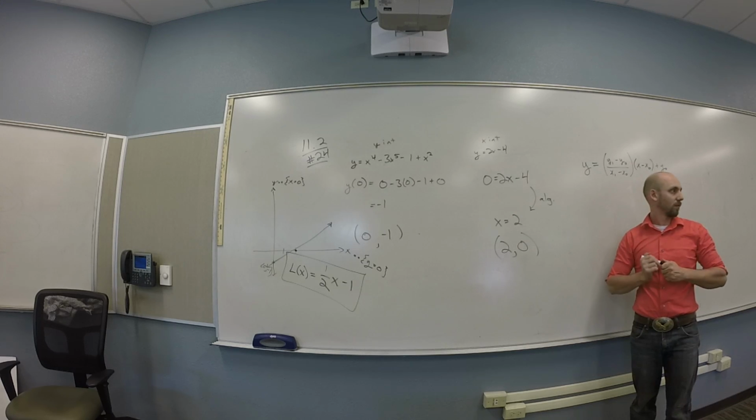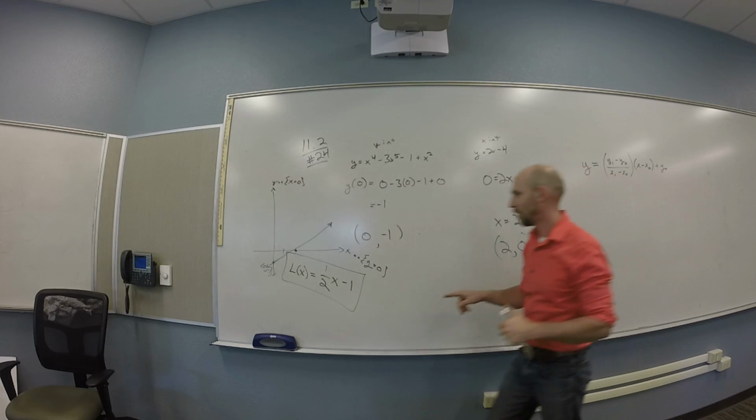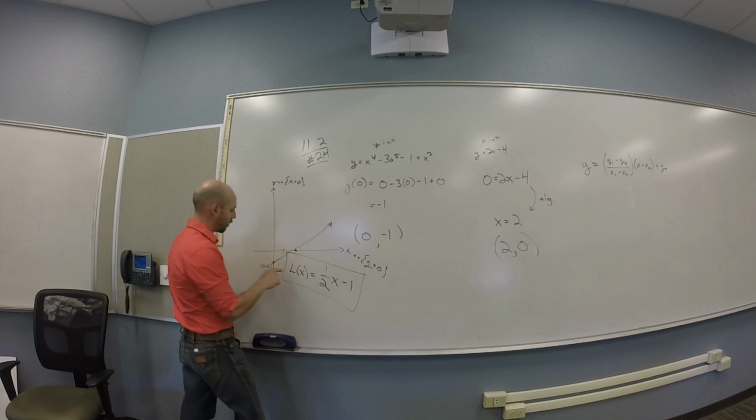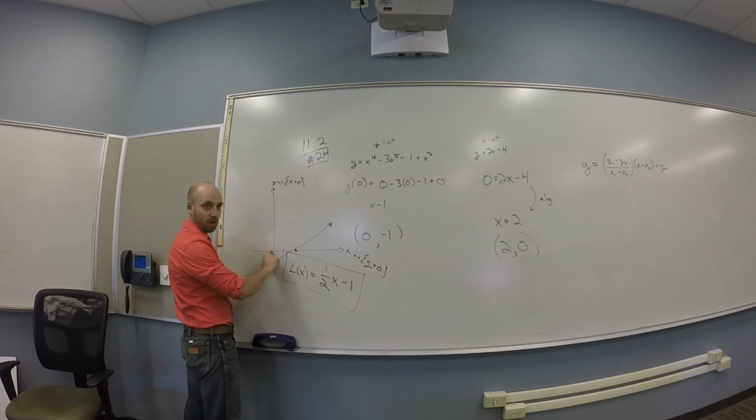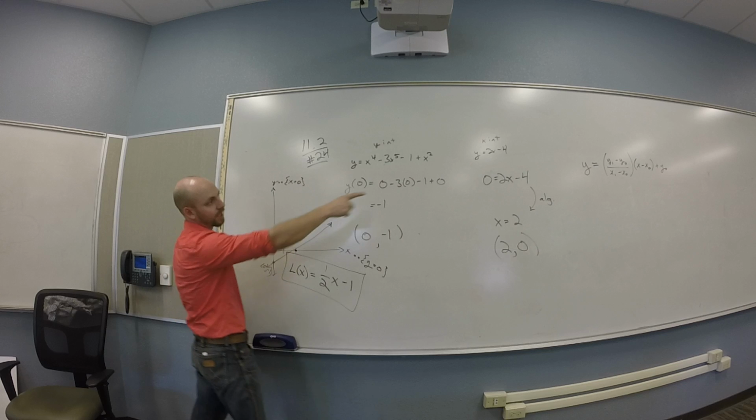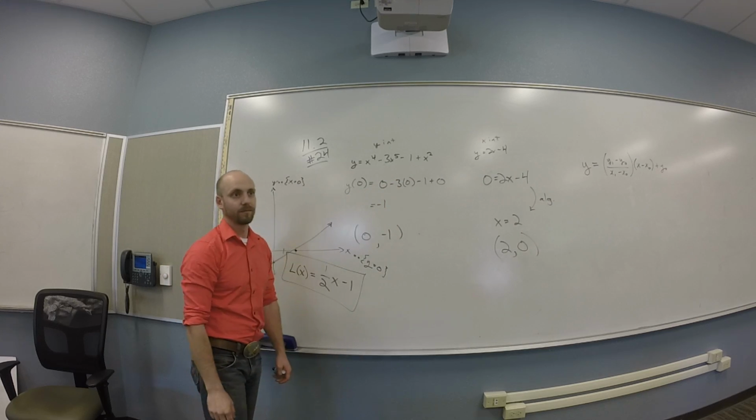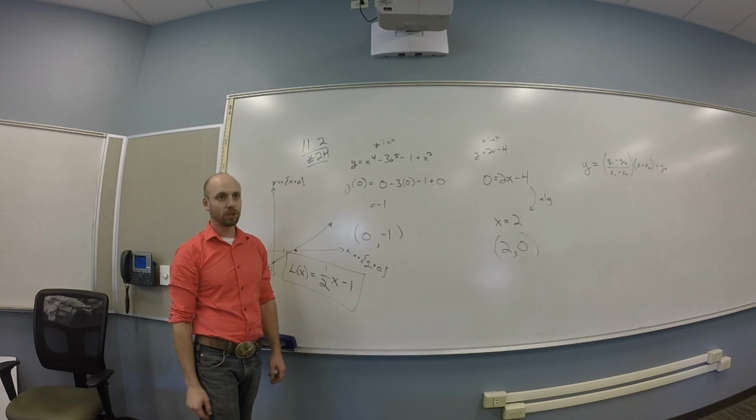How did you get the 1 over 2x? For the 1 over 2x, I counted the rise as 1 and the run as 2. You could also do the change in y over the change in x. Cool? Questions?